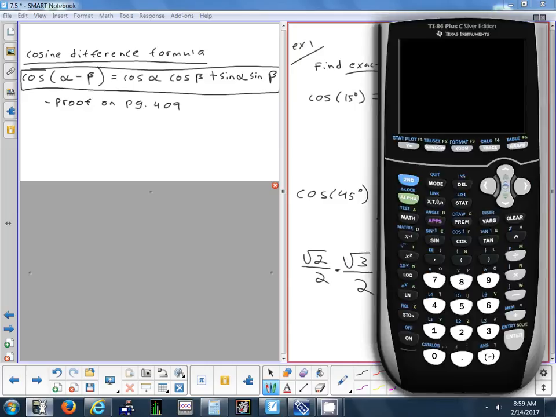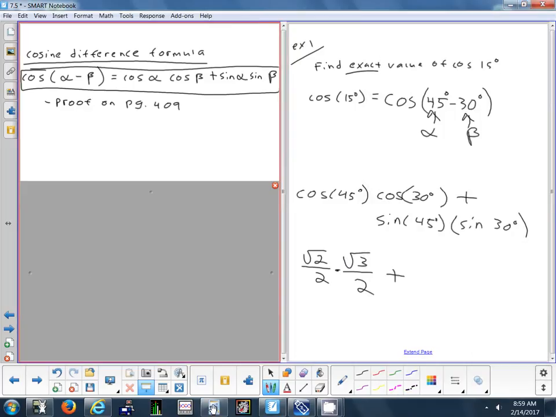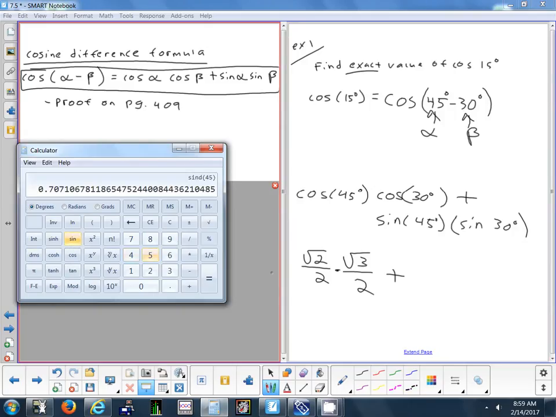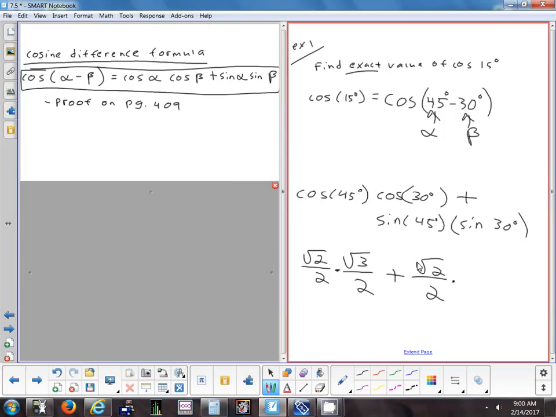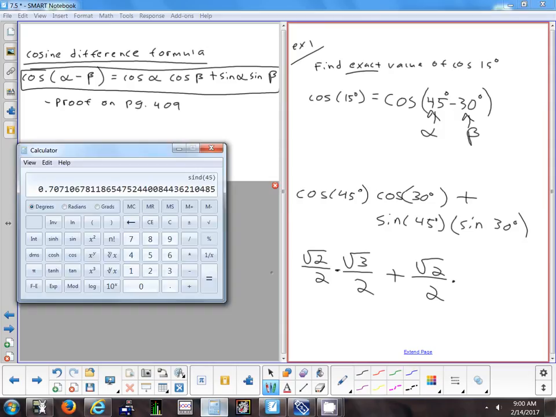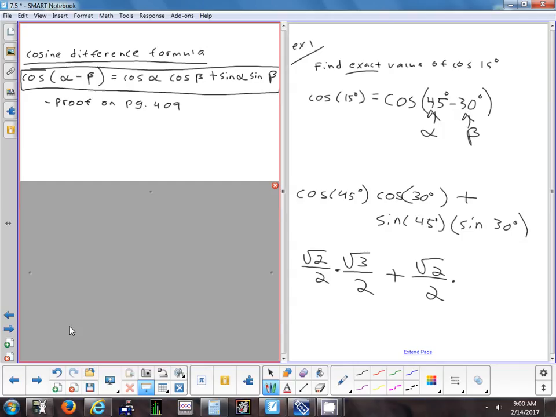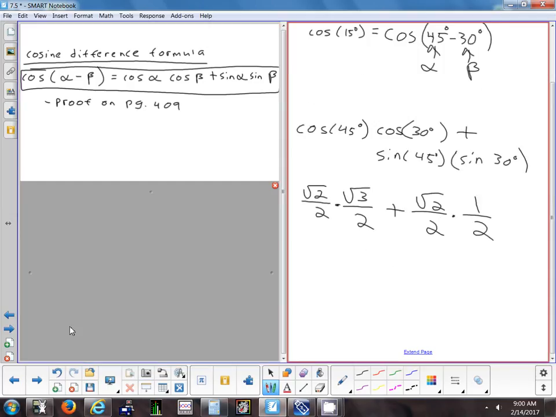All right, sine of 45. Actually, let's use this calculator. Okay, what's the sine of 45? Square root of 2 over 2 times the sine of 30. That one's going to come out nice. 1/2. So now just simplify that calculation, and that's the answer. Multiply the first two, and then multiply the second two.